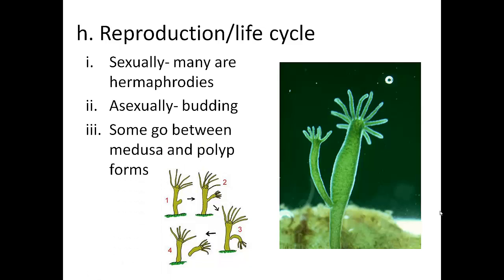Some guys, in their life cycle, this isn't so much reproduction, go between medusa and polyp form. So maybe as a larva, they're a medusa and they can swim around, but then eventually they land and become sessile and become a polyp. So some can alternate body forms.